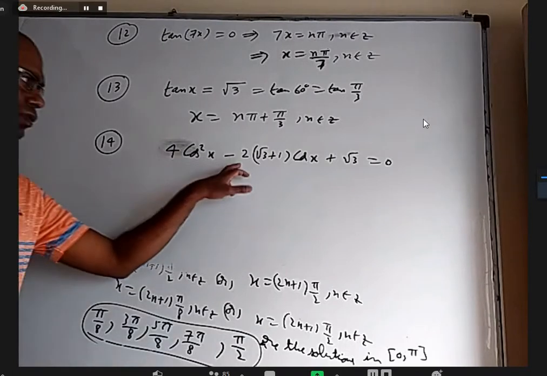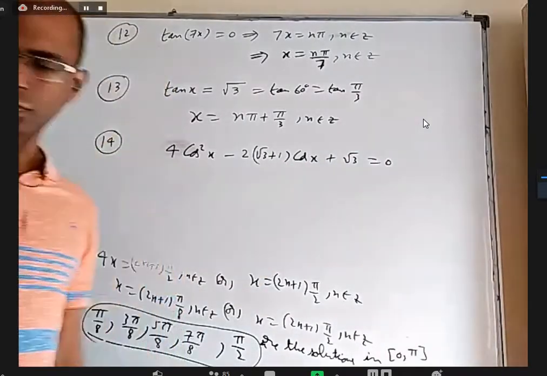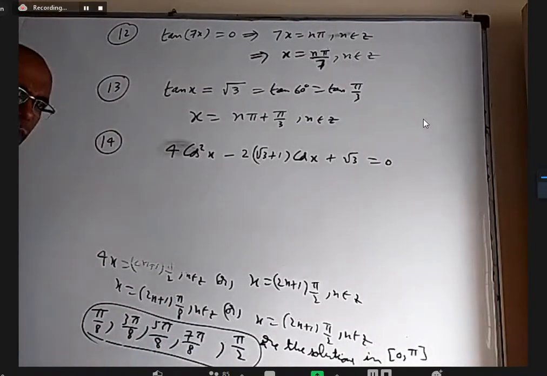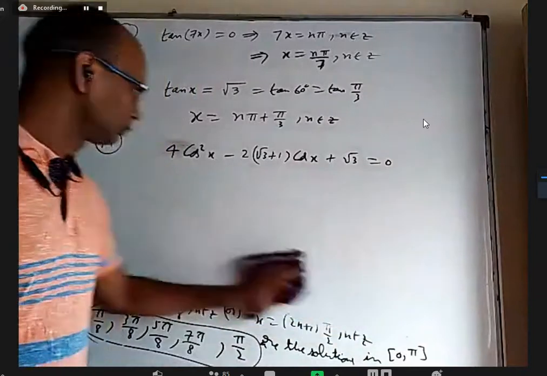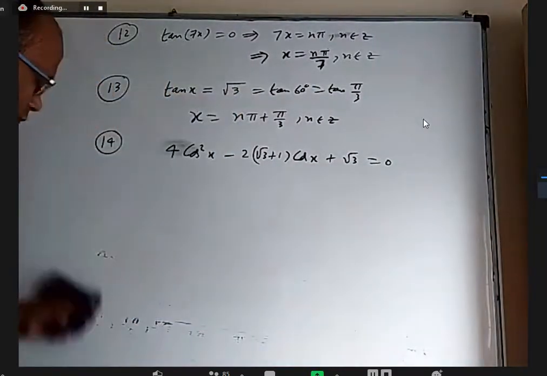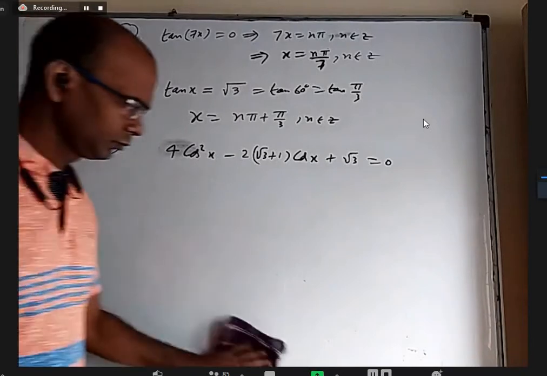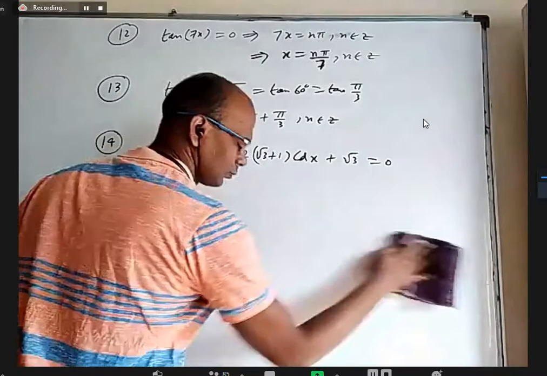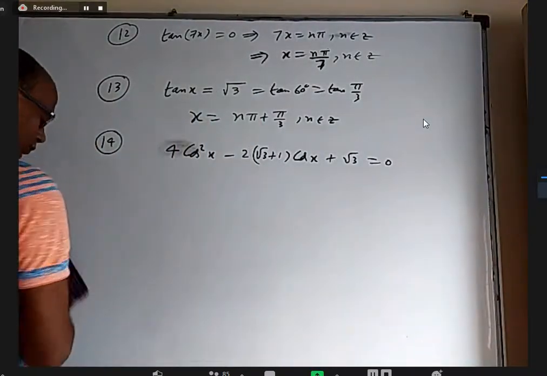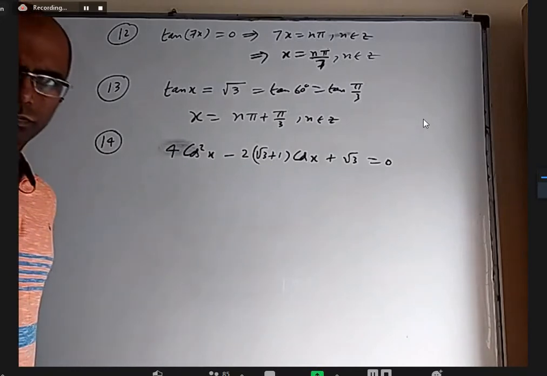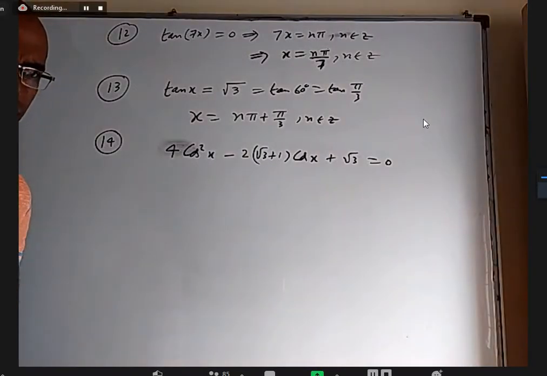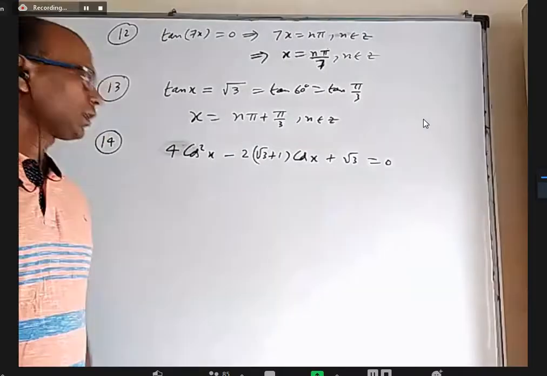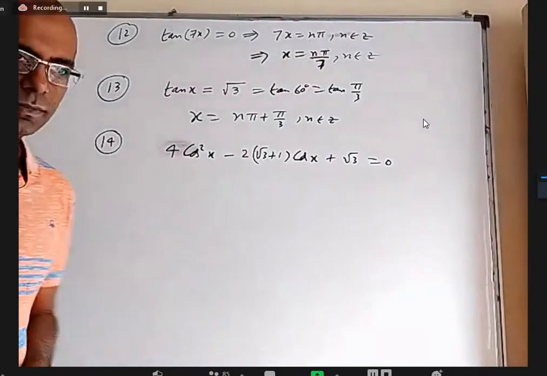Four cos square x minus (2 root 3 plus 1) cos x plus root 3 equal to 0. You have to find the general solution. In a quadratic equation, you have to split the middle term. Already the middle term splitting is given. You can just split it. That's it.